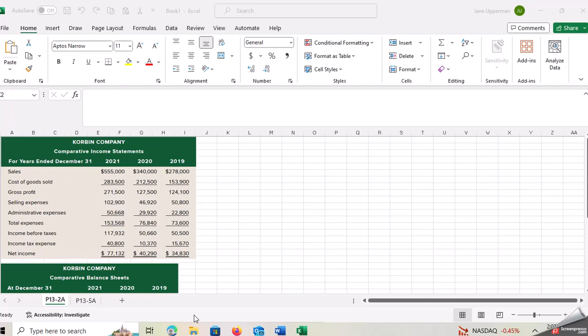So chapter 13, we do financial statement analysis. We are going to analyze both the income statement and the balance sheet to compare them to prior years and to look for reasonableness differences. So we have horizontal analysis and vertical analysis.